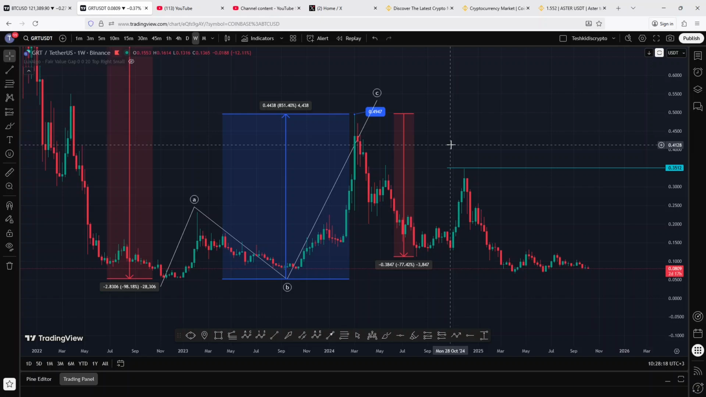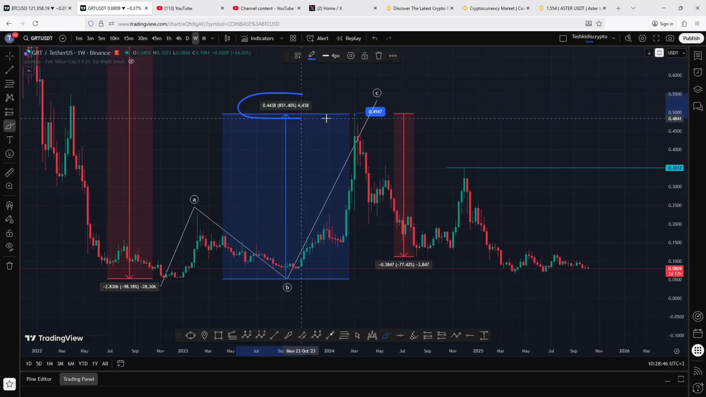And starting the video here on the weekly chart, you can see that from the lows we made back in 2022, we saw a bounce to the upside, which turned out to be an ABC corrective structure in a move that gave us a high above the 0.4947. And on that bounce, you can see that the market was up more than 851.4% to the upside.